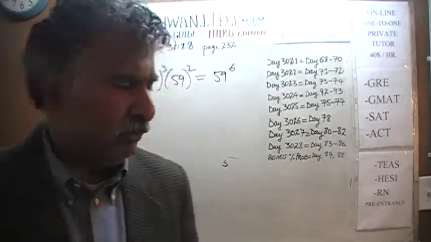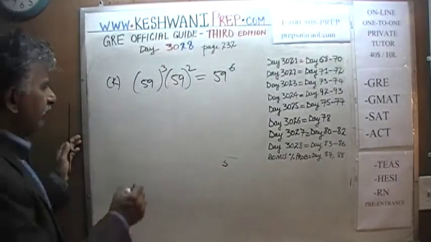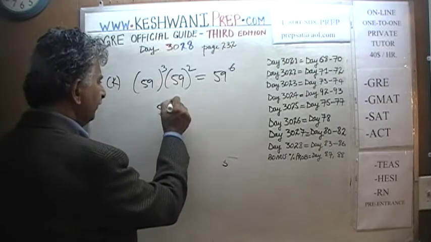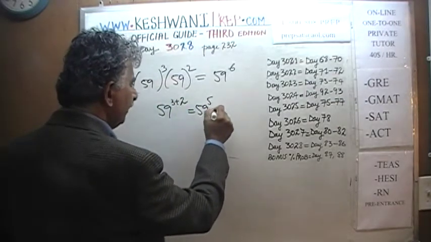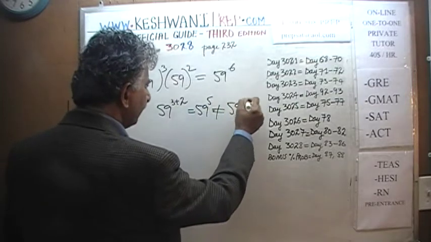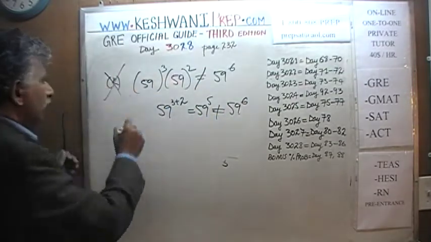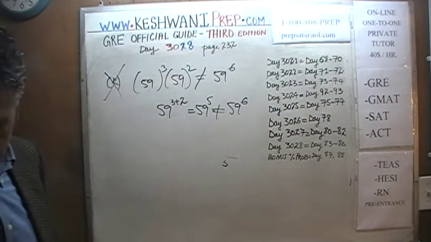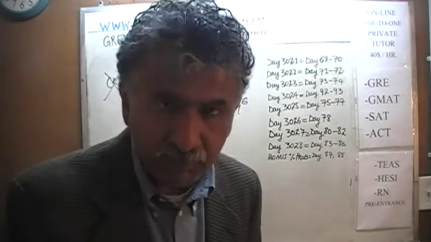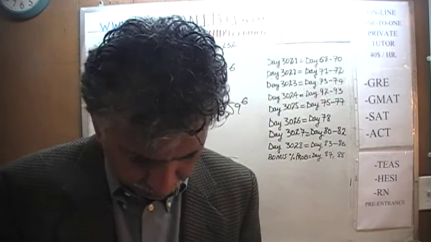So what are we supposed to do? When we have exponents like this, we're supposed to add the exponents. It's 59 raised to 3 plus 2, which is equal to 59 raised to 5, which is not equal to 59 raised to 6. This is wrong. This quantity on the left hand side boils down to 59 raised to 5. We do not multiply the exponents, we add the exponents.